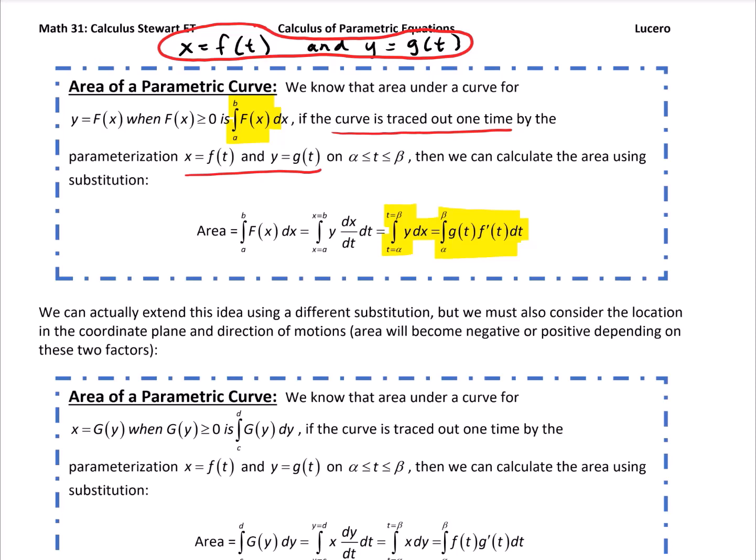We're literally just making substitutions here. We're saying that's y times dx over dt, but we want to integrate with respect to t, so that turns into our little dx.